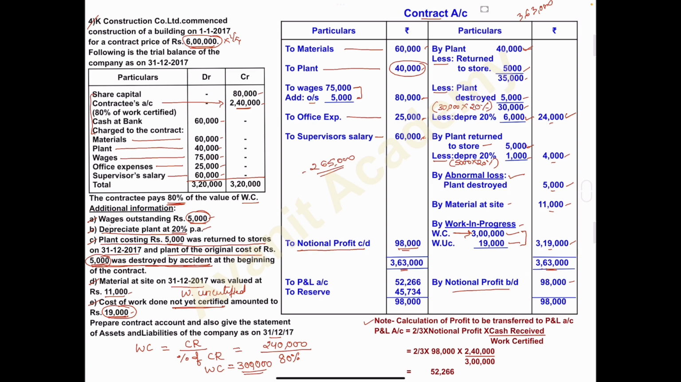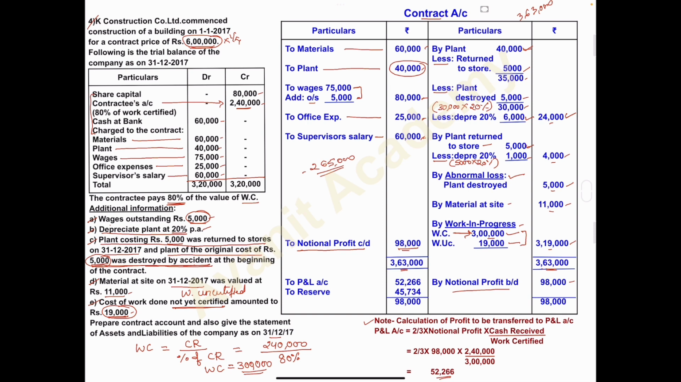Divided by work certified. The work certified amount is 3 lakh. Calculate it: 2/3 into 98,000 into 2,40,000 divided by 3 lakh, and you will get 52,266. So this amount is transferred to profit and loss account.